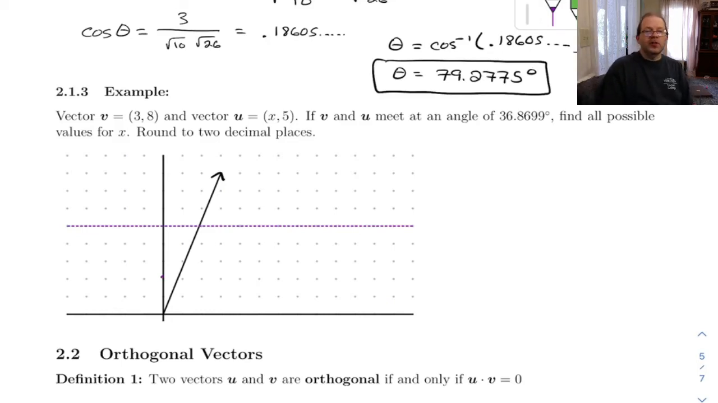Okay, 213. I think this is a neat example. Vector v is (3, 8). That's the one that's drawn in. And vector u is (x, 5), so its y coordinate is 5. That means that it lies on this dotted purple line.